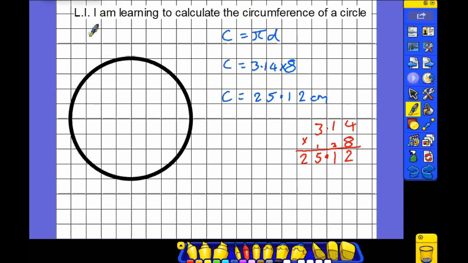So that's it, guys. It really is that simple. If you have the diameter, then as long as you multiply it by pi, 3.14, you can work out the circumference.